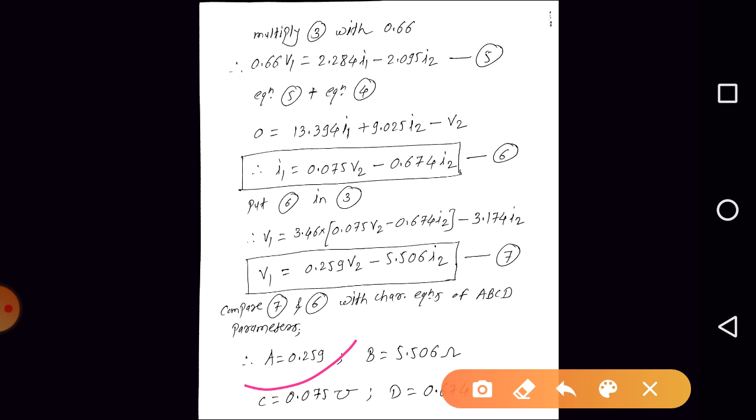These examples have been asked in the Solapur University examination.